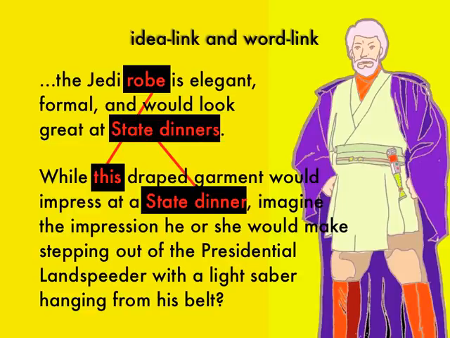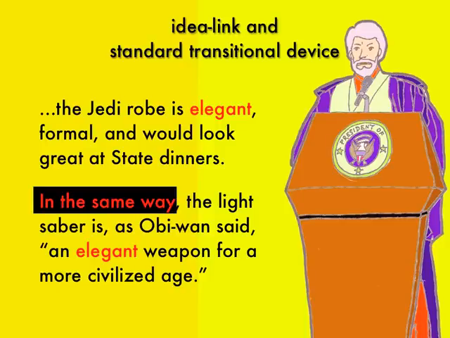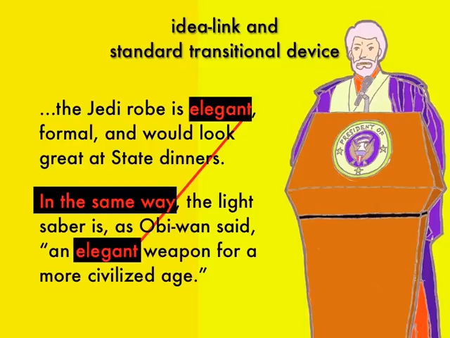Or here's one more. Let's say you wanted to use the word elegant as a paragraph link. You could use a standard transitional device as well. Mix and match. The Jedi robe is elegant, formal, and would look great at state dinners. In the same way, the lightsaber is, as Obi-Wan said, an elegant weapon for a more civilized age. The phrase in the same way is a standard transitional device, and elegant is a word link. Using both makes your transition even stronger.